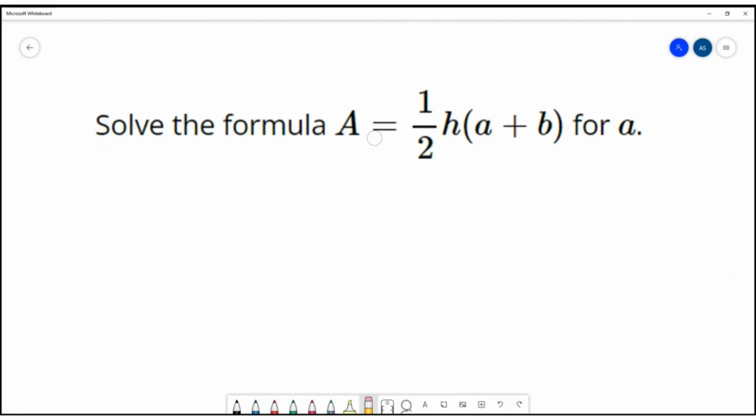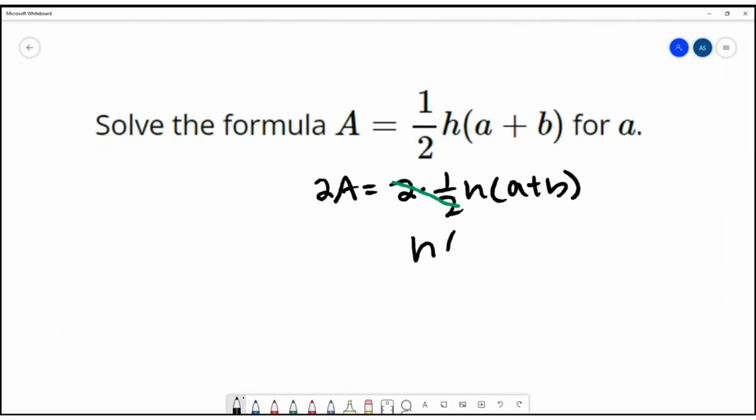Solve the formula A equals 1/2 H times A plus B for A. I want to solve for A. So the first thing I notice is this fraction. I'd like to get rid of the fraction first. So I'm going to multiply by 2 on both sides. That's going to cancel out the 1/2. We have H times A plus B equals 2A.